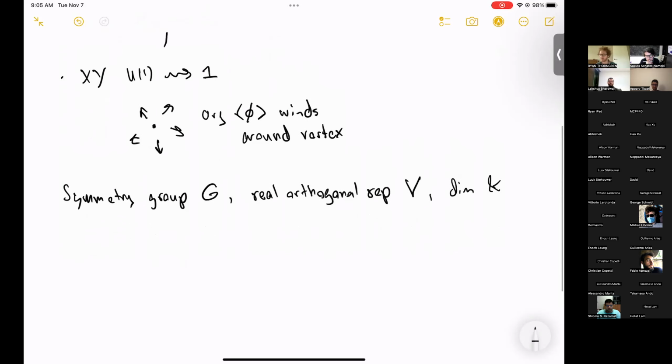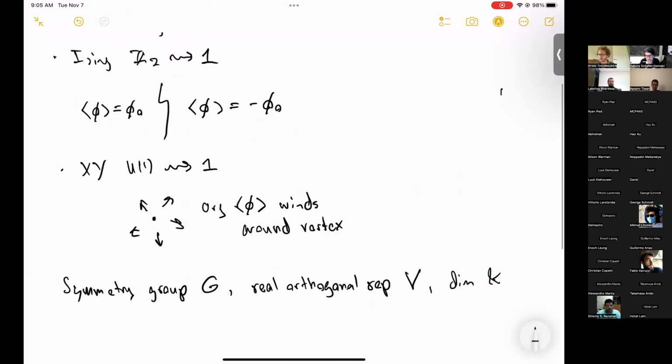So for instance, in this Z2 case, V is like the sign representation, the order parameter transforms in the sign. Here V is the charge 1, I'll call it the charge 1 real doublet. If you diagonalize it, they would be charge plus minus 1, right? But it's a real representation. K equals 2. Yeah, it's the charge 1 real doublet of U(1).